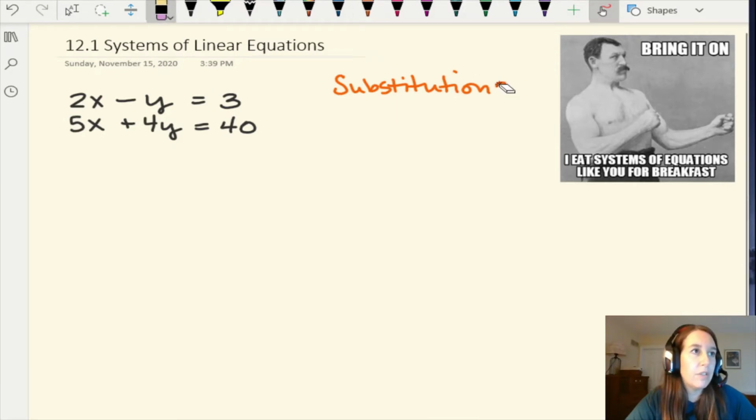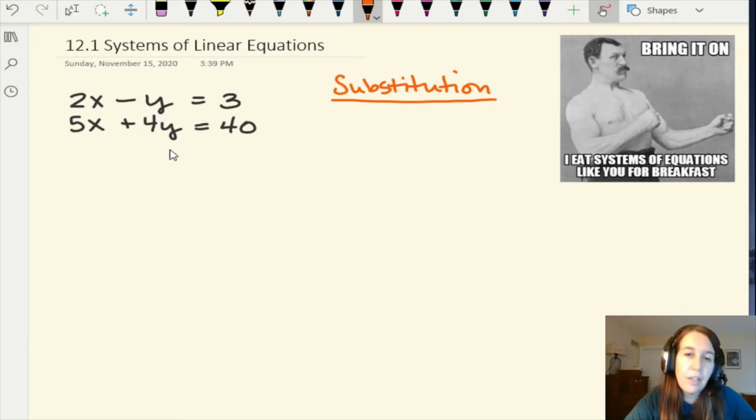When we use substitution, basically we're going to take one of the equations, solve for one of the variables, and then substitute that variable into the other equation. The reason I chose substitution on this problem is that I have this y, it's a little bit more alone than the rest of the variables. See, this is 2x, this is 5x, and then 4y.